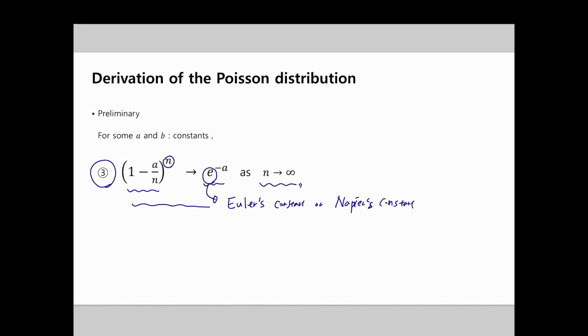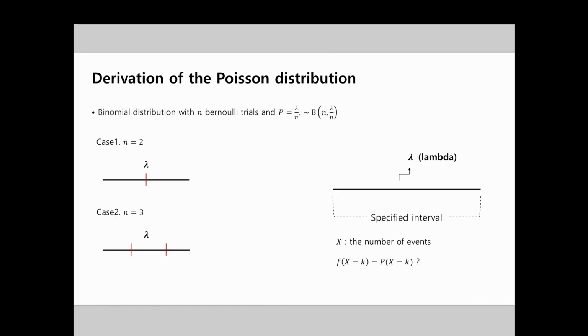let's look at the PMF of a Poisson distribution. We assume that there is a specified interval as follows, and the average number of events in this interval is a constant lambda. At this time, the discrete random variable x is defined as the number of events. So the outcome of x has values 0, 1, 2, up to infinity. Let's find the probability when x equals k, that is, when the number of events is k.